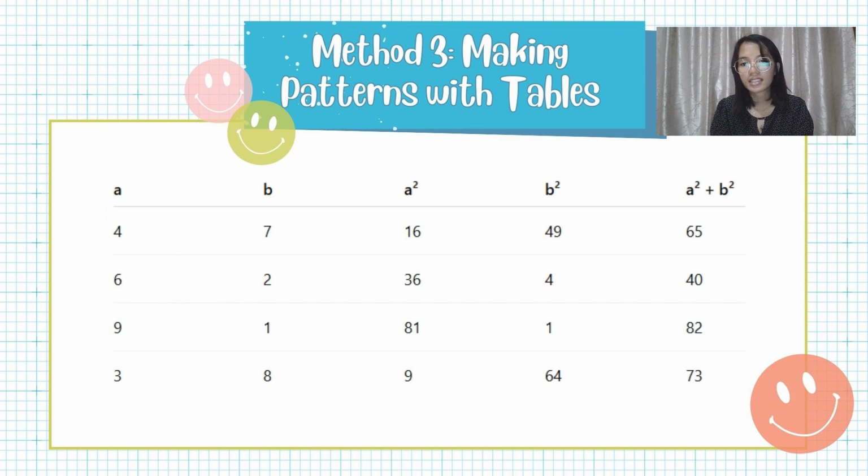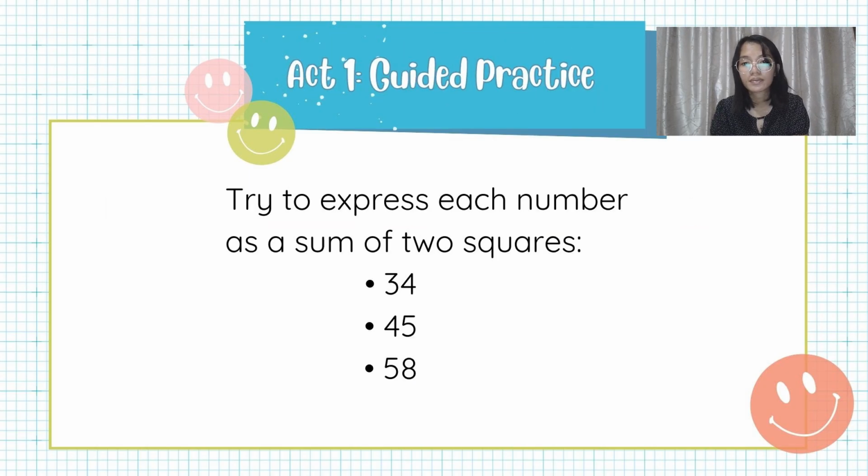And then another is 3 and 8. The square of 3 is 9 and the square of 8 is 64. So this results in 73. You can see that different pairs produce different results. By adjusting A and B, you can create unlimited sums of two squares. This is where number patterns become fun.